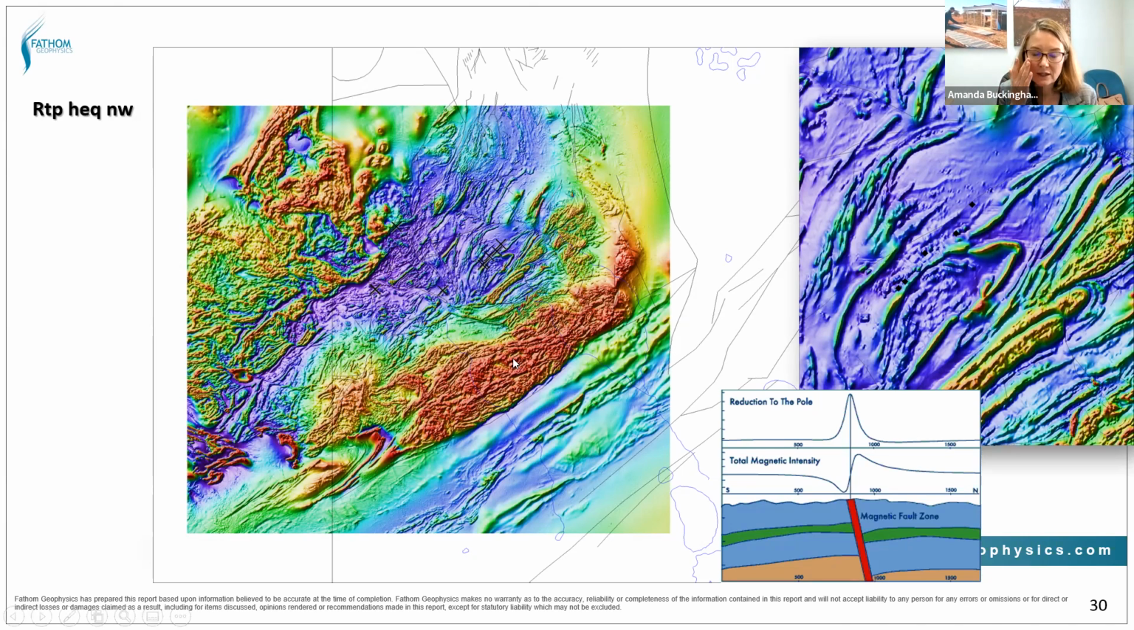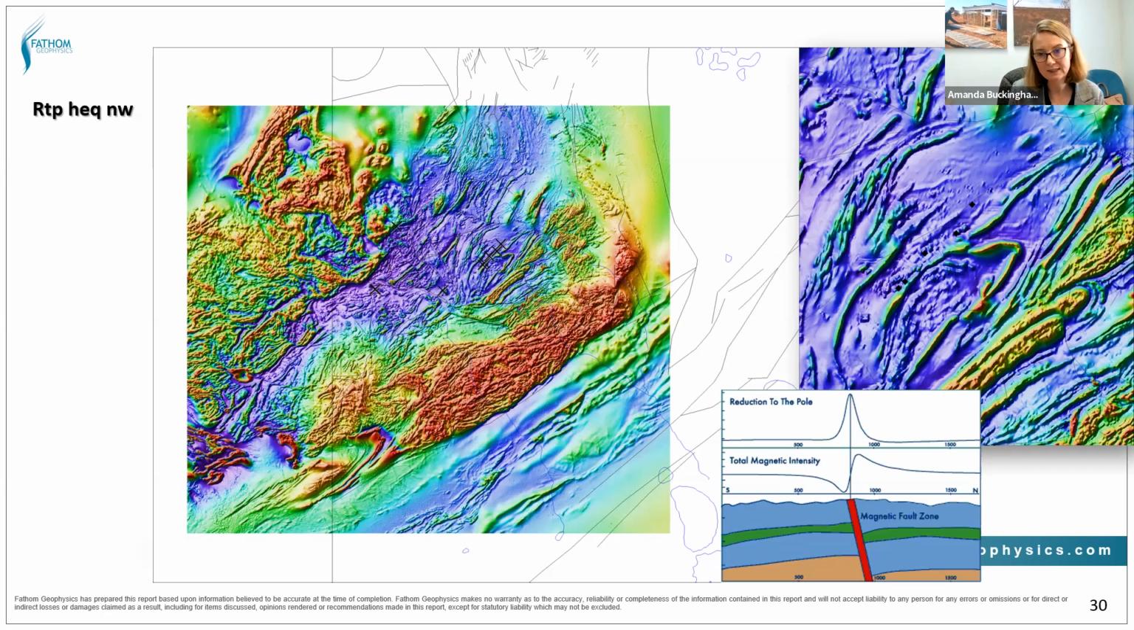It is worth just looking at this little schematic. I don't find very many people who still interpret off TMI data, but just to stress, you must always interpret off your reduced to the pole magnetic data. There's a good reason for that. The reduction to the pole transform shows you the magnetic response as though your inducing field is vertical. So it simplifies the magnetic response.